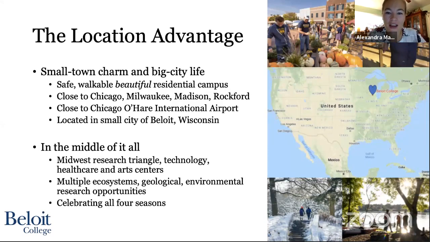So the location advantage, to put us on the map here: Beloit is located in Wisconsin. There we are right toward the top of the US map with the blue heart. Beloit College is about 2 to 2.5 hours away from Chicago, Illinois, which is the third largest city in the US. Chicago is right along that long skinny lake, Lake Michigan. So we are close to one of the biggest cities in the US.